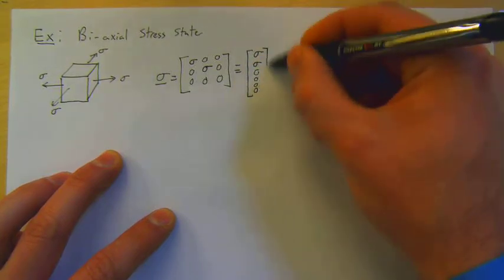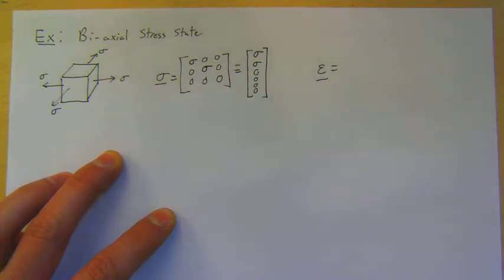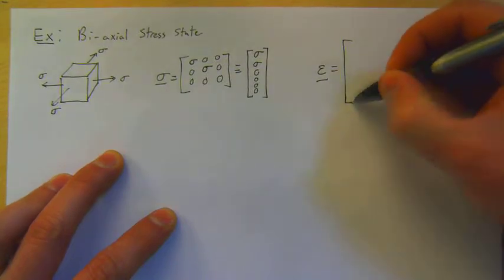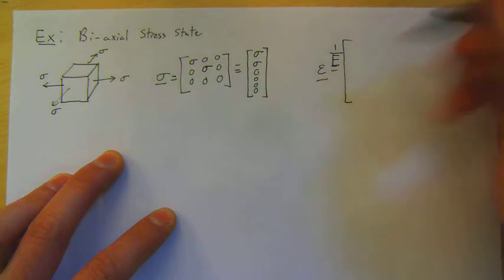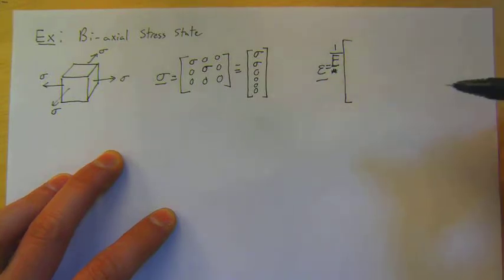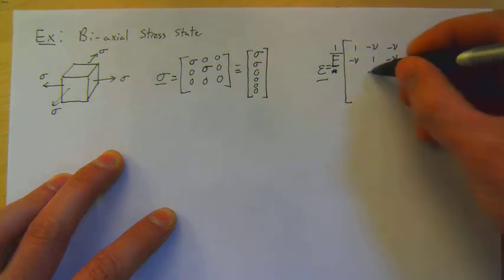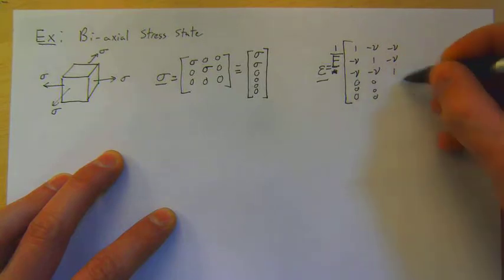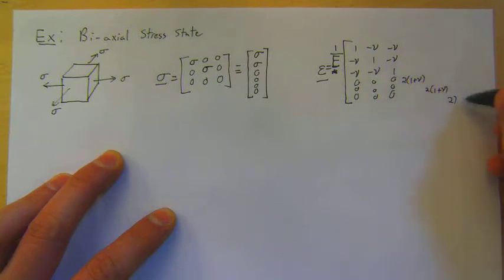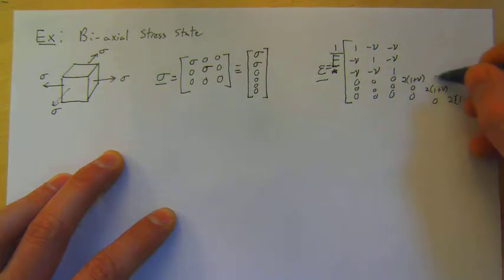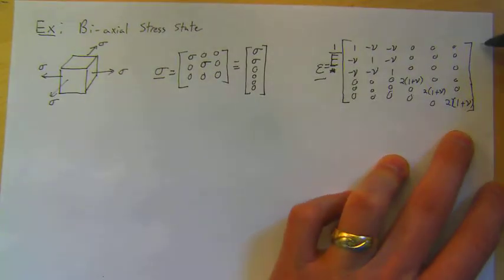If I wanted to calculate my strain now, let's write it out. There's 1 over E out front of this thing. Then the matrix: 1 minus nu, minus nu, nu, 1, 1 minus nu, nu, zeros, then 2(1 plus nu) on the shear diagonal entries, zeros out everywhere else, times the stress vector sigma, sigma, 0.